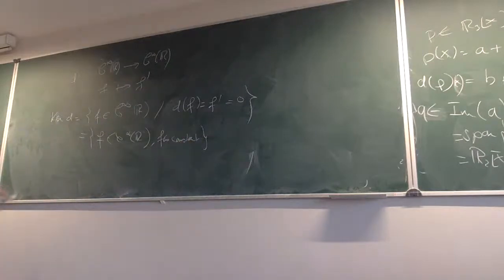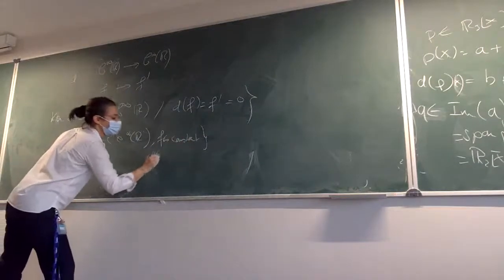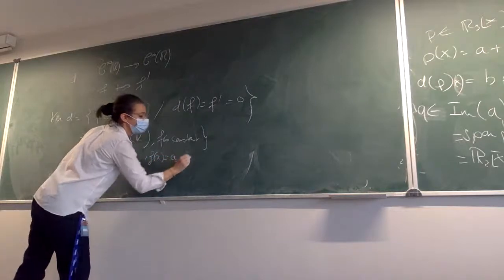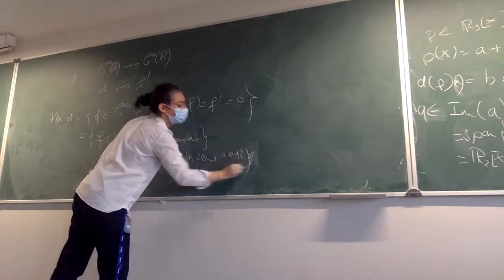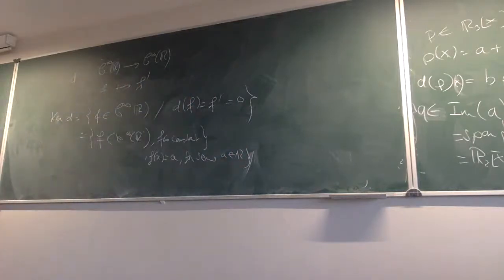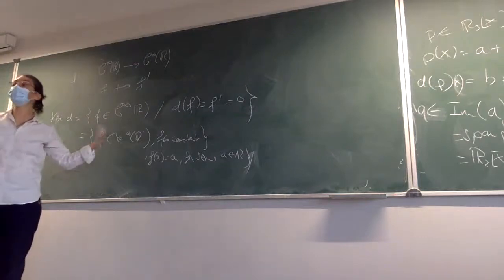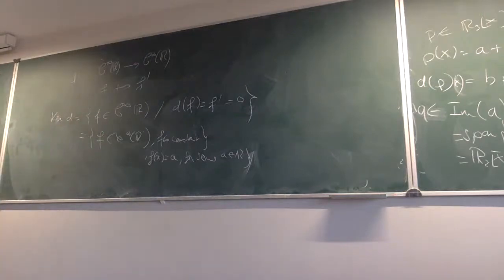Or you can say f can be written as f of x is equal to a for some a in R. So we could say that the kernel has dimension 1, just anything that is going to be a constant. So from this, I know that my map is not going to be injective.